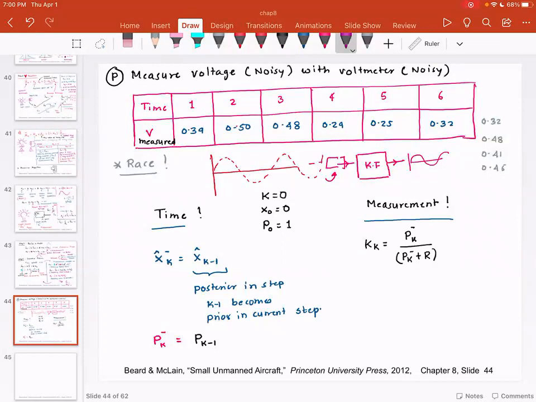Next thing is xk. This is going to become my xk prior plus, don't forget the Kalman gain, Kk, times zk minus x hat k prior. And last but not least, Pk is equal to 1 minus Kk times Pk prior.